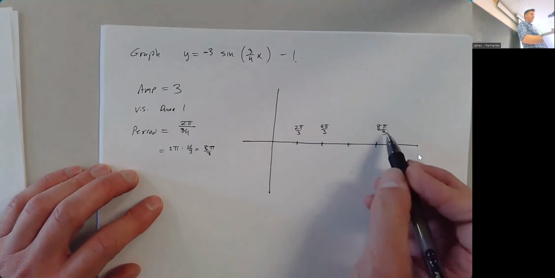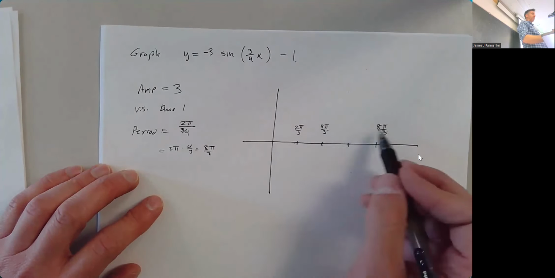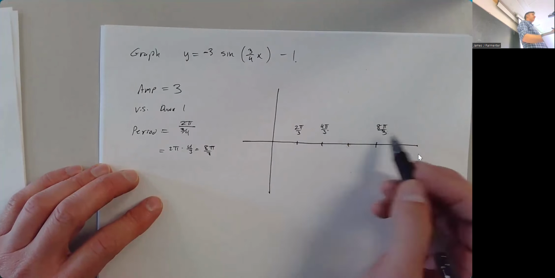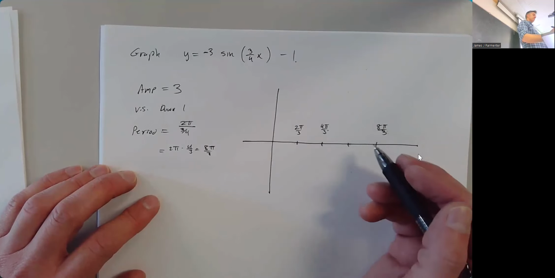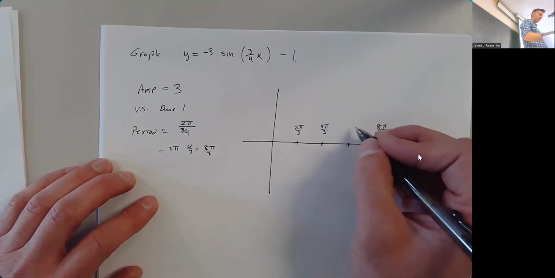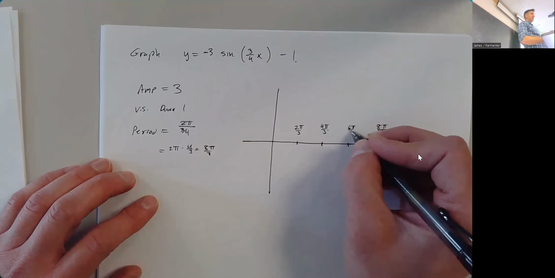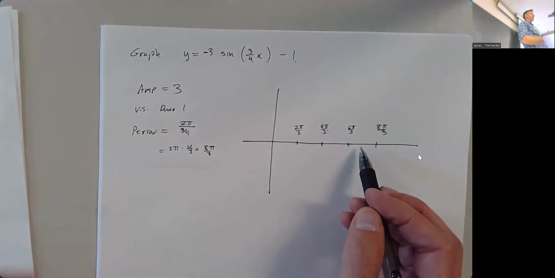And then the average of 4 pi over 3 and 8 pi over 3, well, if I add those together, 8 pi plus 4 pi is 12 pi over 3, and if I divide that by 2, I get 6 pi over 3, which I know is 2 pi. But I also recommend when you're doing this, either this way or the other way, to not reduce your fractions.